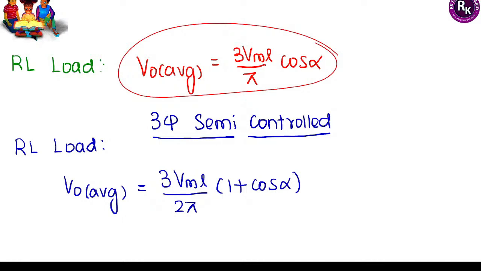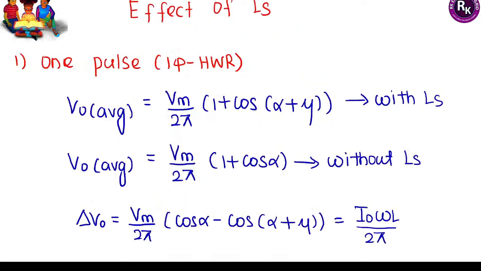Next, let us discuss three-phase semi-controlled converters. For RL load, I wrote only the important formulas for semi-converters. For RL load, this is the most repeated formula in the examination, so just write it down. This is the formula for RL load in case of three-phase semi-converters. Next, let us talk about the circuit with source inductance. We know rectifier circuits have source inductance on the input side; if you consider its effect, what will happen? Let us see.